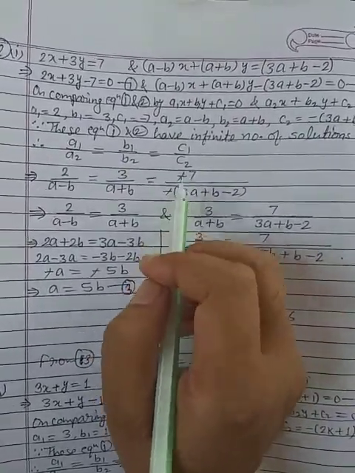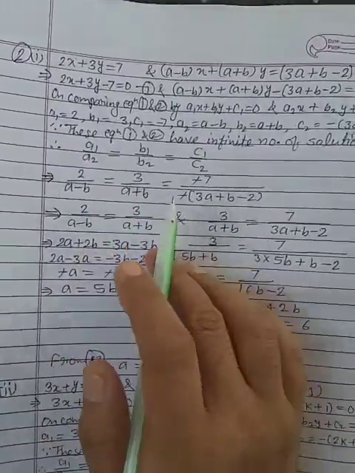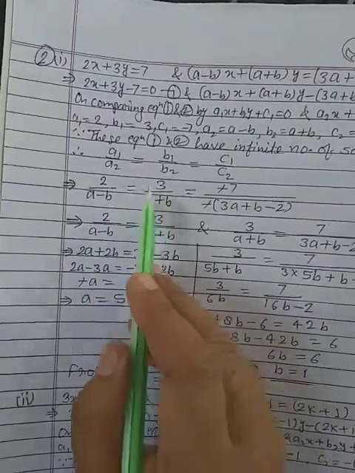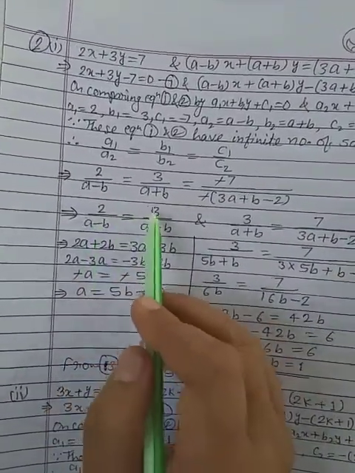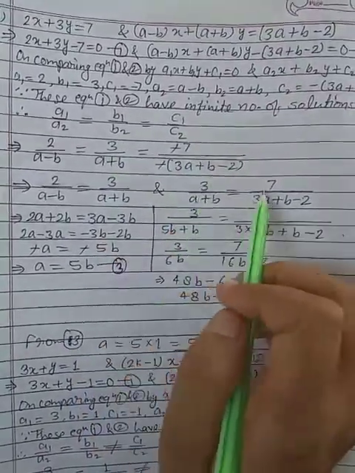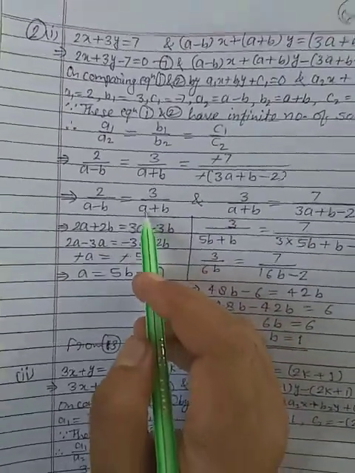Minus minus are cancelled. Now here again we have three values which are equal, so we can take any two at one time. So we are putting the first and second equal, 2 upon a minus b equals 3 upon a plus b, and in the second case we are putting the second and third equal. You can take the first and third also equal. So here firstly we cross multiply it.